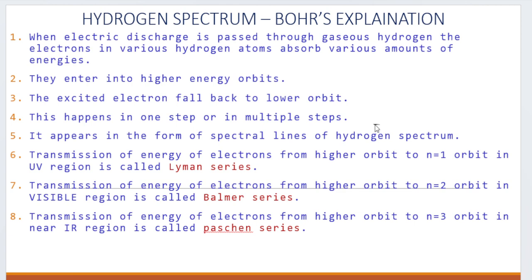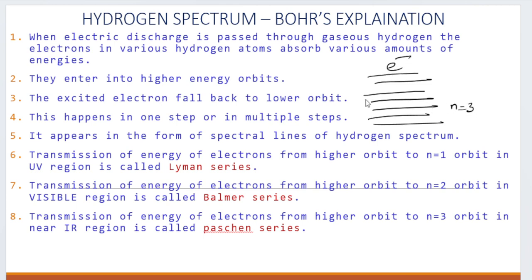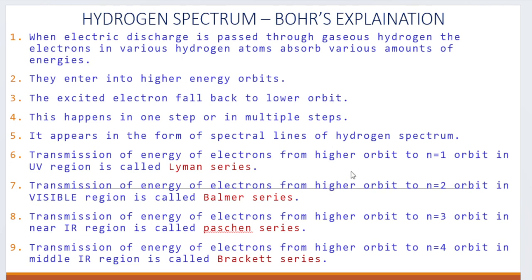Next, the electron jumps from a higher energy level to the n equals 3 orbit, in the near IR region. This is called the Paschen series.